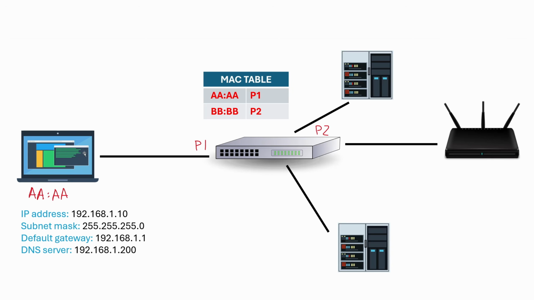Well, the PC is going to go internally into its own DNS cache, and it's going to see, do I have any cache data for google.com? We need to actually resolve google.com into an IP address. Of course, there's nothing cached yet. So it's going to need to send a DNS query to a DNS server. In this case, we're just going to call this the DNS server, which has an IP address of 192.168.1.200.